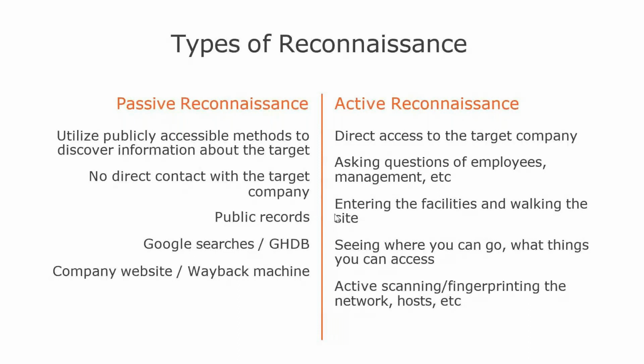In passive, there is no direct contact with the target company. Public records, you can refer to them. Google searches, GSDVs and all stuff like that. Company website, Wayback Machine and so on. Now, active reconnaissance: direct access to the target machine, asking questions of employees, management, etc. Entering the facility and walking the sites, seeing where you can go, what things you can access. Active scanning, fingerprinting the network, hosts, etc.